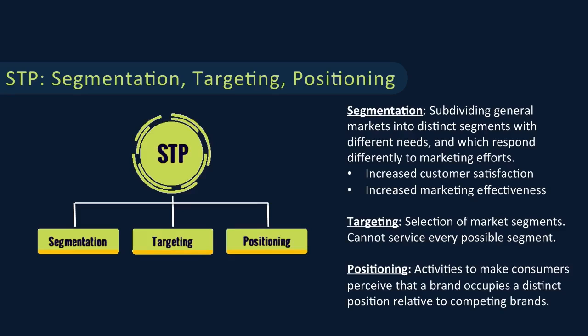In targeting, we select which market segments we wish to emphasize in our organization. We cannot target every possible segment, so we select a handful of segments it makes the most sense for us to service. In positioning, we develop messaging, pricing, distribution, and other elements to make consumers perceive that our brand occupies a distinct and favorable position relative to competing brands. We'll be focusing on positioning in this module.